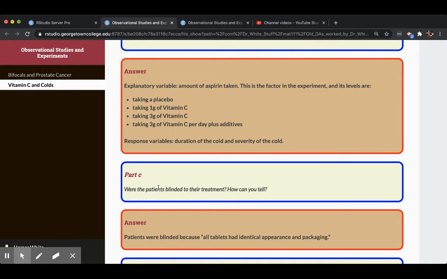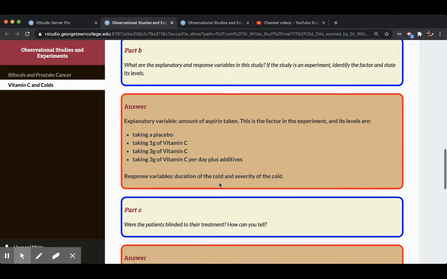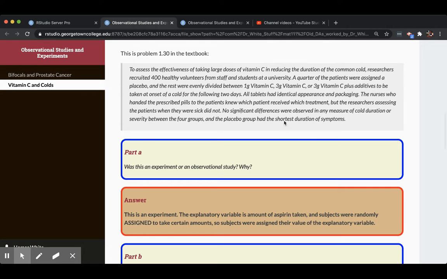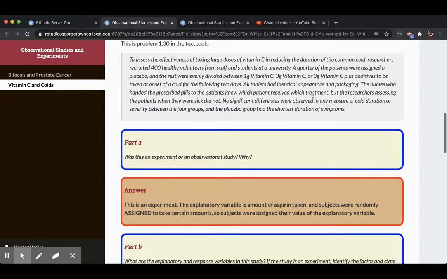Next, in part C, were the patients blinded to their treatment, and how can you tell? Well, in the lead-up information, it says, let me see if I can find it here. Oh, all tablets had identical appearance and packaging. So when you're a subject in the experiment and you're taking a tablet, you can't tell what's inside of it. You can't tell whether it's a 1 gram or a 3 gram or a placebo or what. So the subjects do not know what group they're in. That's the definition of blinding.